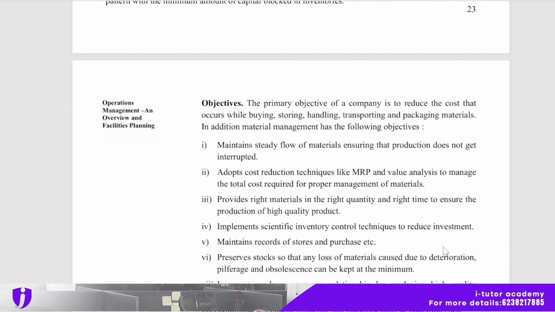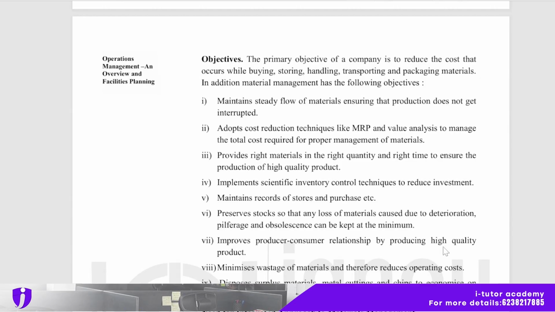Objectives: the primary objective of a company is to reduce the costs that occur while buying, storing, handling, transporting, and packaging materials.